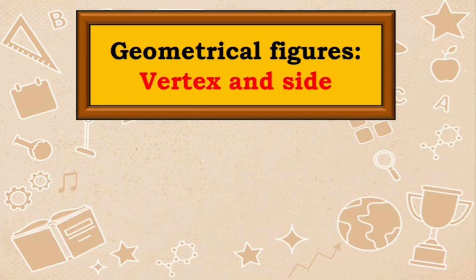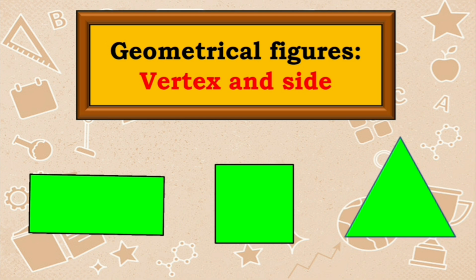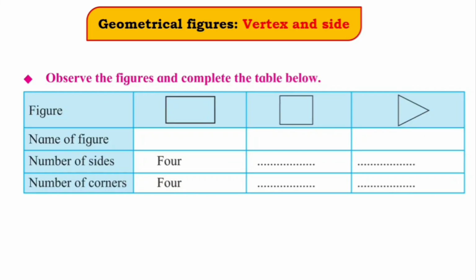Now, we will learn about geometrical figures, the vertex and side of a rectangle, square and triangle. We have learnt in our previous class what is rectangle, what is square, and what is triangle. So, let us observe the figures and complete the table below.